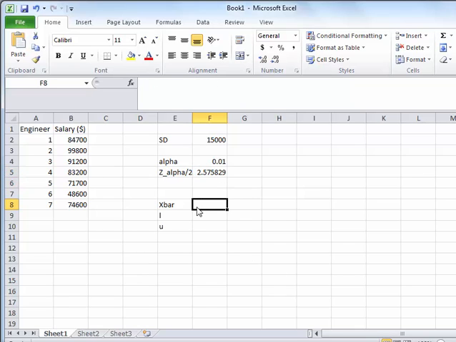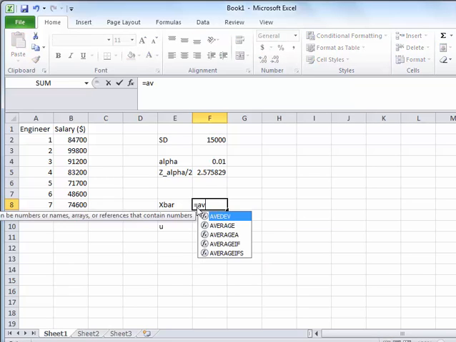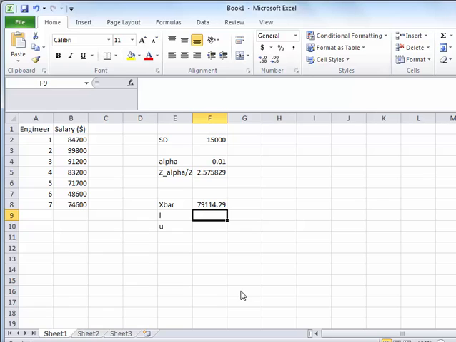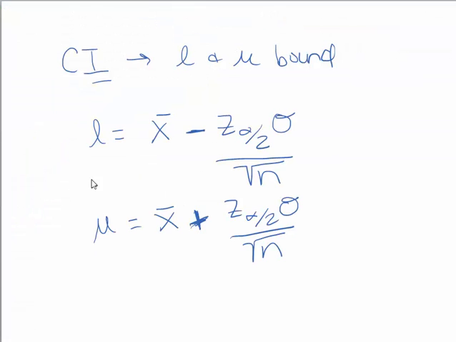The next thing we need to do is calculate x bar, and that's simply the average of our salaries. And then we need to calculate the lower and the upper bound of our confidence interval. Looking quickly back at our equations, our lower bound we're going to compute this way, and our upper bound we're going to compute using this equation.